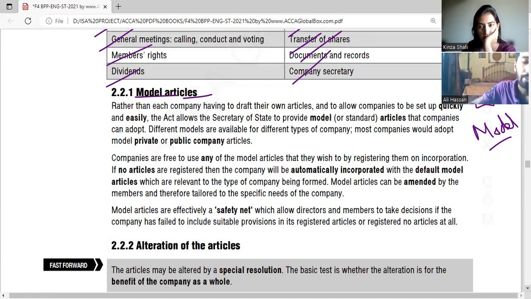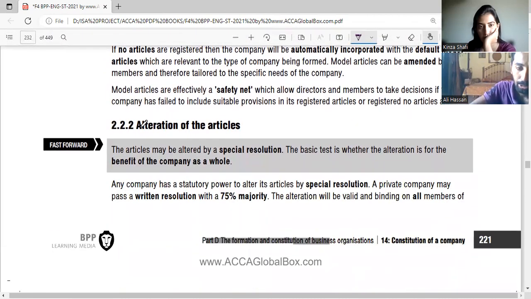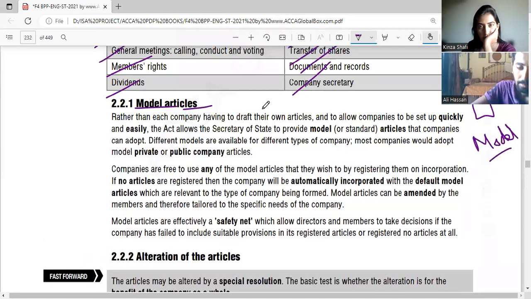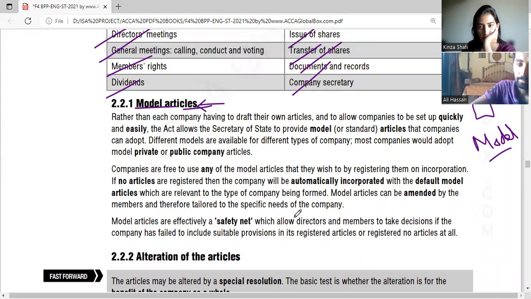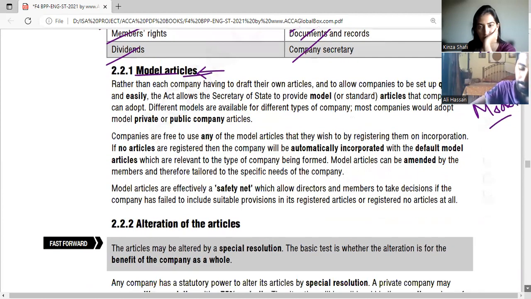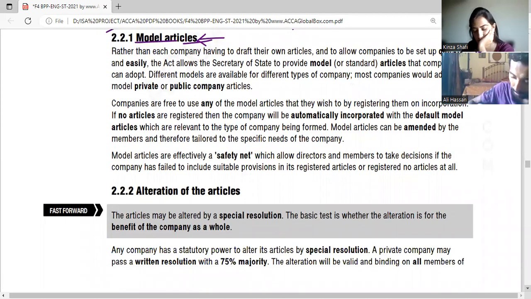Basic drafting, like memorandum of association, by default? No, not memorandum of association. I'm talking about model articles, article of association. Article of association is the constitution of the company, and if that's not ready, then the government already provides it.